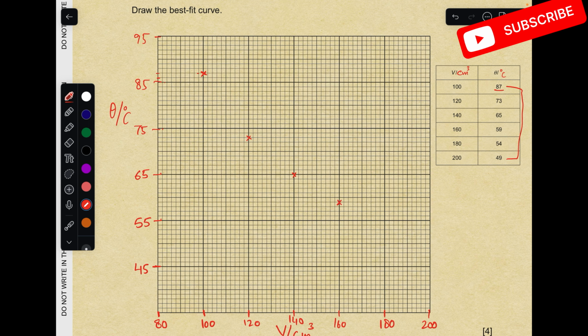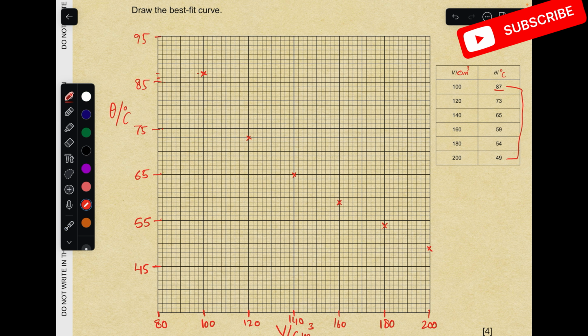Okay, then the next point is 54 and 180. 180 is here, 54 will be one point below, so it will be here. And the next point is 49 and 200. This is 45, 46, 47, 48, 49, and this is 200, so it will be somewhere at this point.